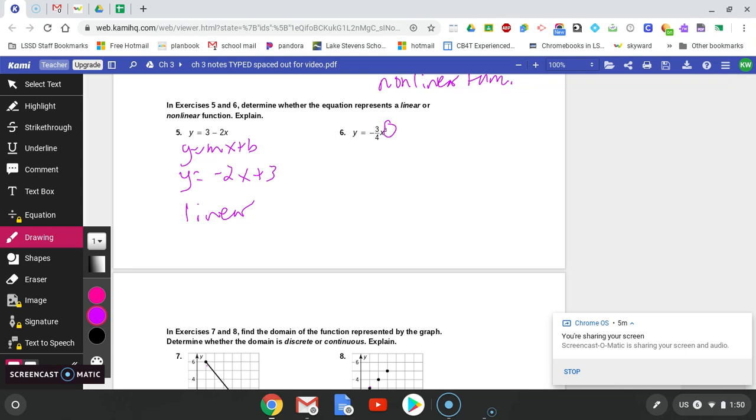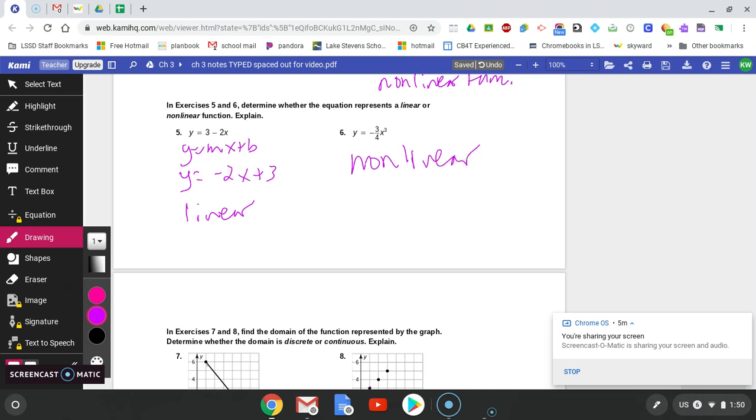However, on number 6, it's got an x to the third power. And I'll erase that so you can see it again, but it's got an x to the third power. Anytime you have an exponent on your variable that's not just a 1, so x squared, x to the third, x to the fourth power, automatically that means it is going to be nonlinear.